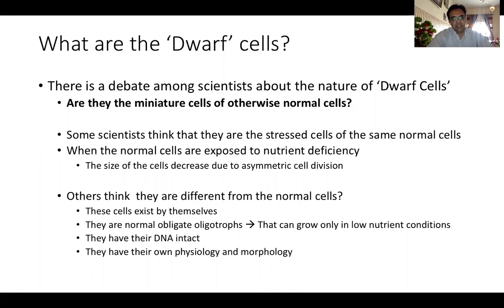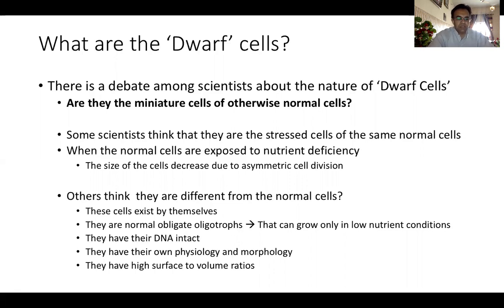The second one is that these cells are different from the normal cells. They are basically obligate oligotrophs. They prefer conditions which are low in nutrients, and they have their DNA intact. They have their own physiology and morphology, and they have high surface to volume ratios.